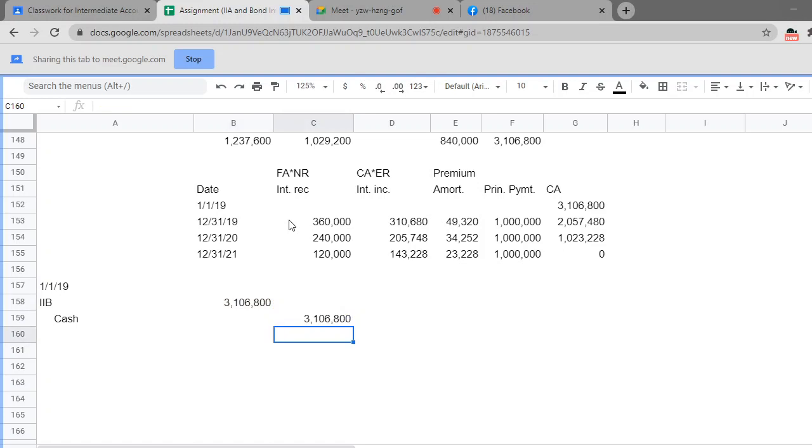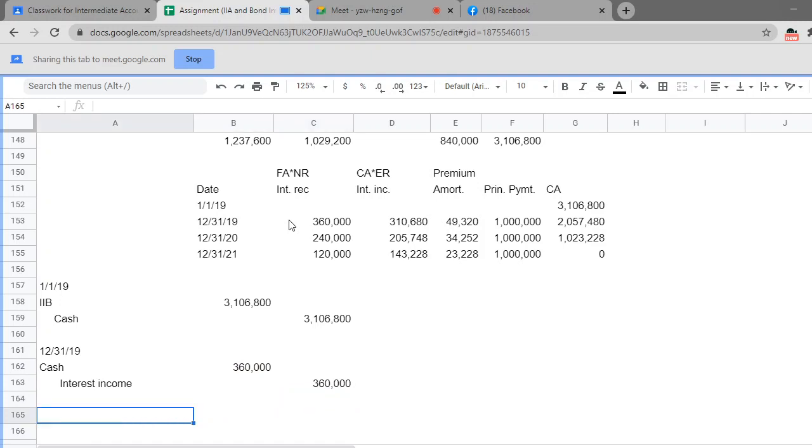And then, our next entry will most probably be on 12/31 kasi annually naman ito, hindi naman ito semi-annual. Now, the first thing to do is to collect the interest income. Interest income for year 1 would be 360. Okay, that's the interest received, that's the cash for year 1. And let us amortize as well our premium. So, since this is a premium, dapat bawasan si interest income, and bawasan din si IIB.